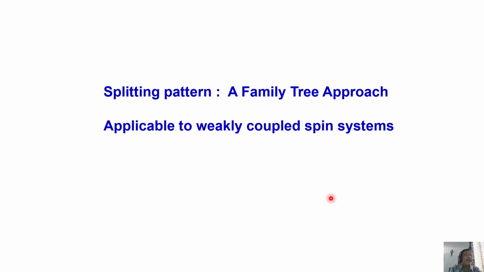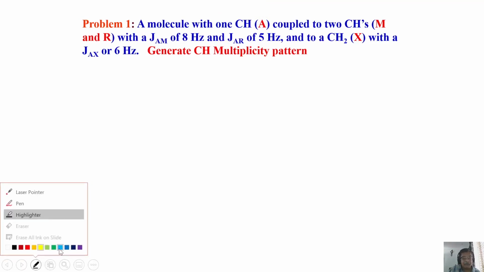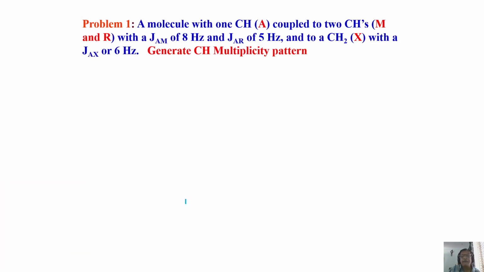Next, we will analyze one spectrum. Instead of analysis, I will say we will generate a spectrum. We will build a spectrum using the family tree approach. Let us take this. I'll give you a problem. I'll take one molecule which contains a CH proton. Read this question very carefully. I take a molecule which contains a CH proton and two CHs, M and R. And remember the coupling constants are 8 Hertz and 5 Hertz.